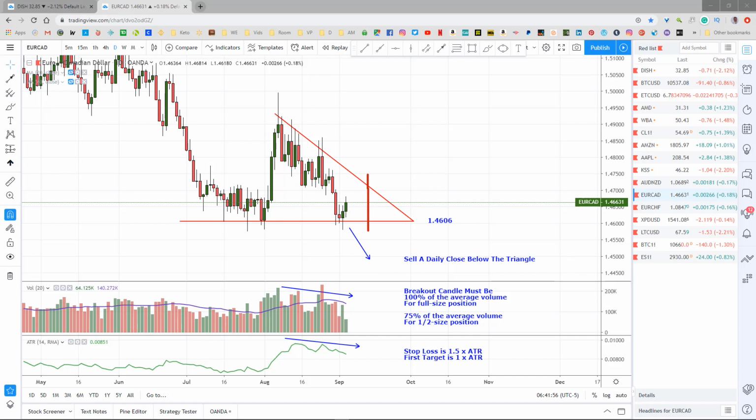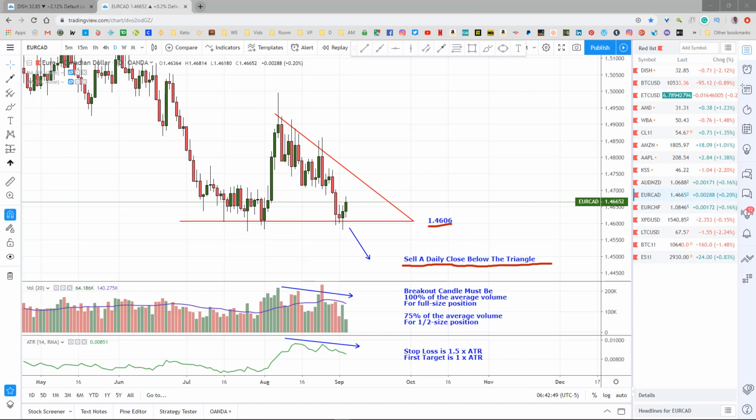And as always, I want to confirm the break with a candle close below, and I want to see sufficient volume on the breaking candle to be able to take the break seriously and keep us from being tricked by a head fake. So here's the trade plan. We will sell a daily close below the triangle or below 146.06.